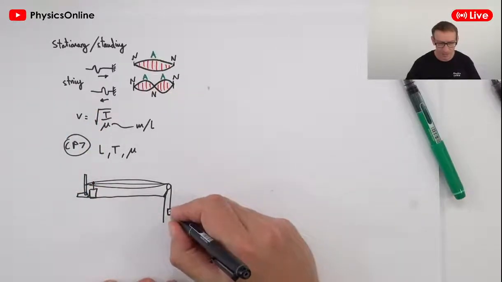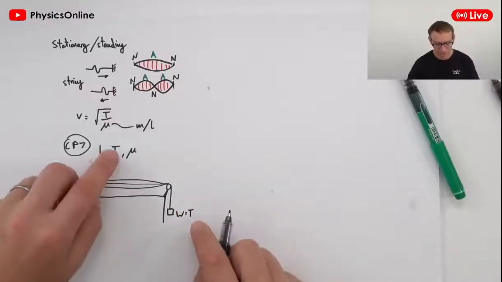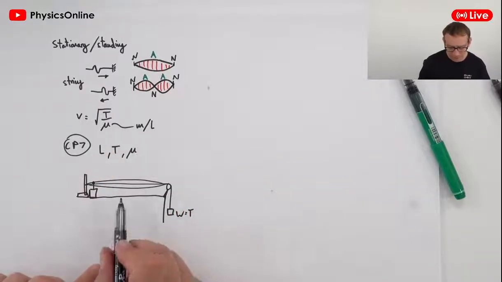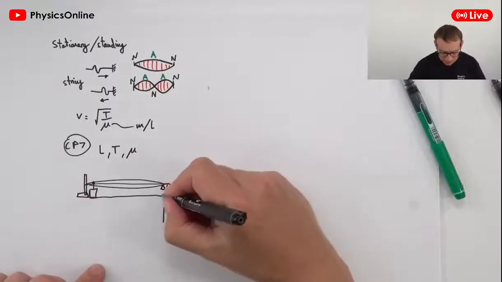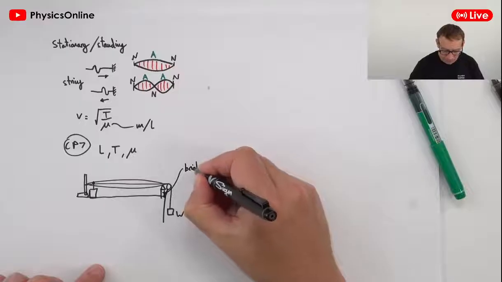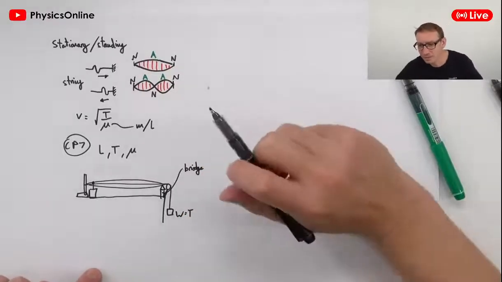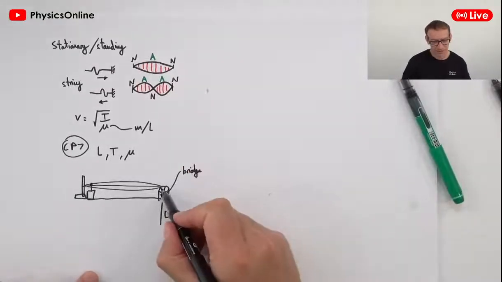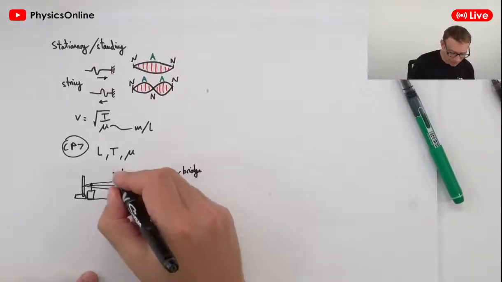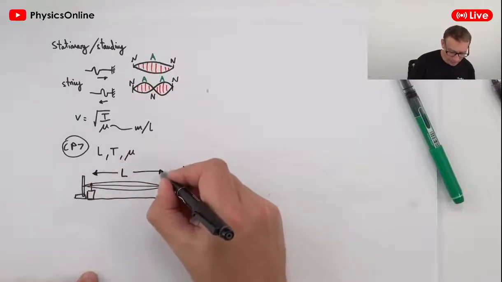Of course, we can add a mass over here, and that weight is going to provide a tension in the string, which is the tension we're looking at. The other thing that we can have over here is called a bridge. A bit like a bridge on a musical instrument, it gives a definite endpoint, and that means we can measure the length of that standing wave.